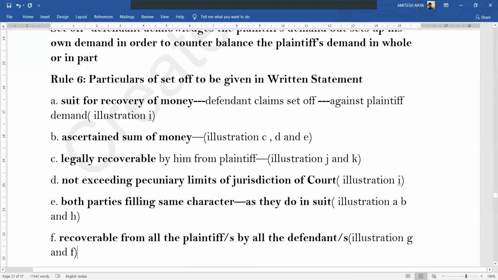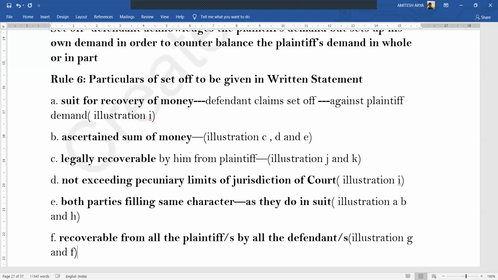Now, in this point, you also see that the essentials of a set off are also given. Firstly, a set off will always be claimed in a suit for recovery of money. In this particular rule, it's very important that you should go back and see the illustrations that are there. I'm not dealing with the illustrations here as it will be really time consuming, but you should go back. I've put down which illustration should be seen where. That will make you understand with much more clarity why such terms have been used.